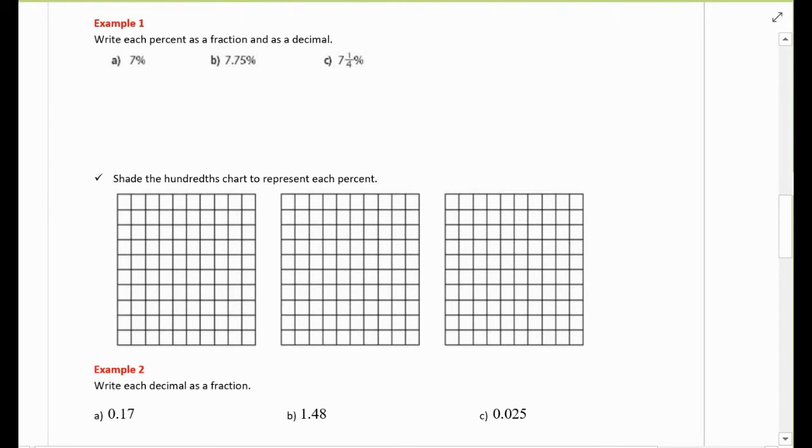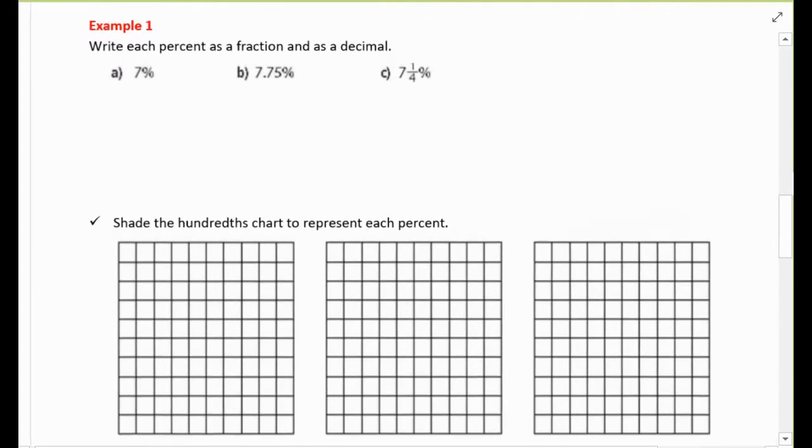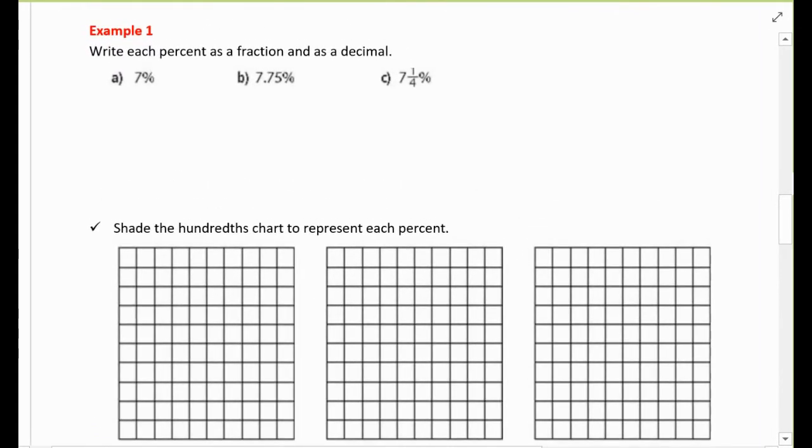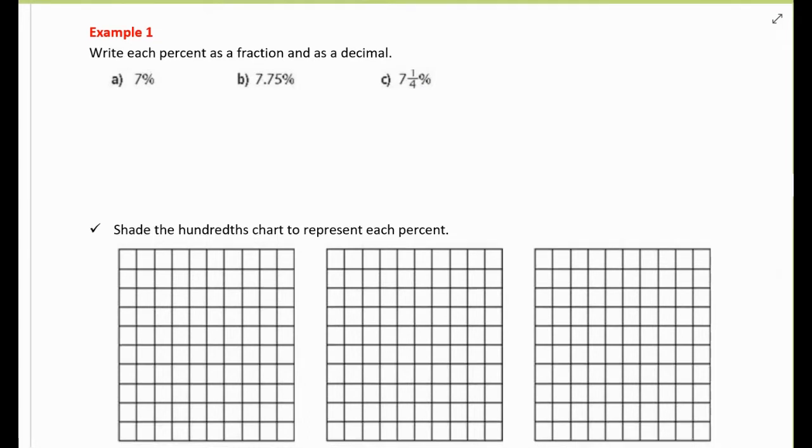Example 1. Write each percent as a fraction and as a decimal. Okay, I want you to pause the video and try example 1 and shade the percent in the 100th chart to represent each percent. Okay, so 7%, 7.75%, and 7 and 1/4%. Go ahead, everyone. All right, let's do it together.